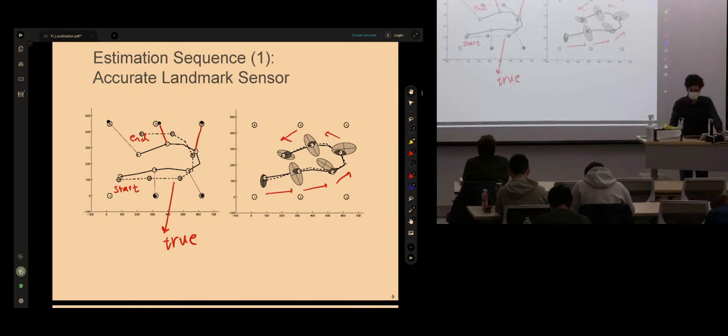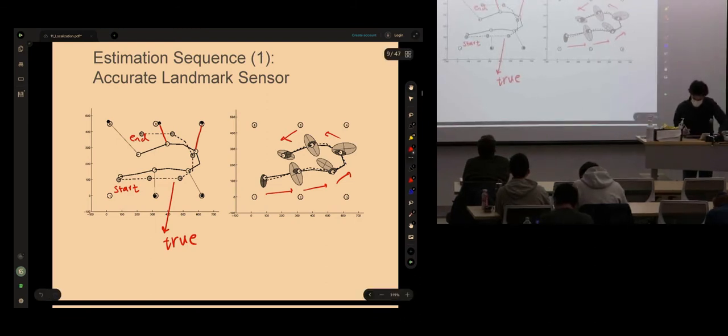Is this graph of the predicted variance, or the variance after the sensor reading? Right. So the light ellipses are the predicted covariance at any time, and the dark ones are after correction.